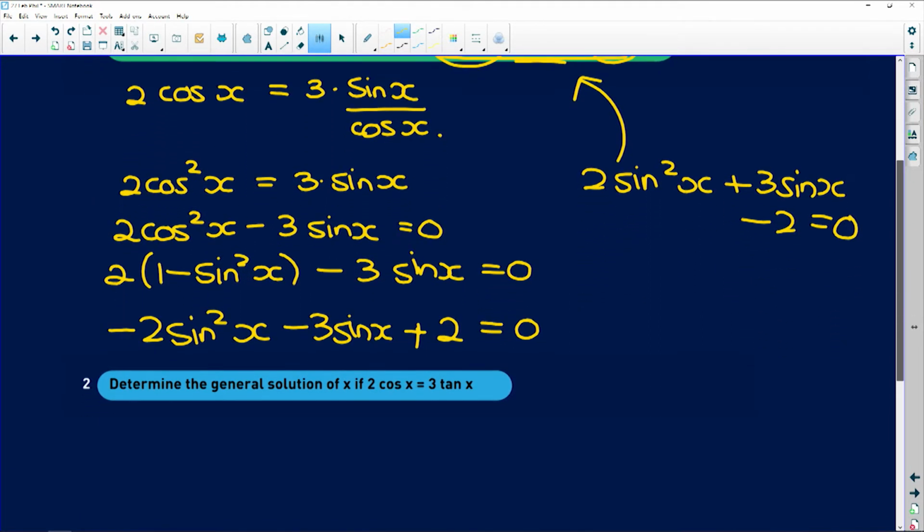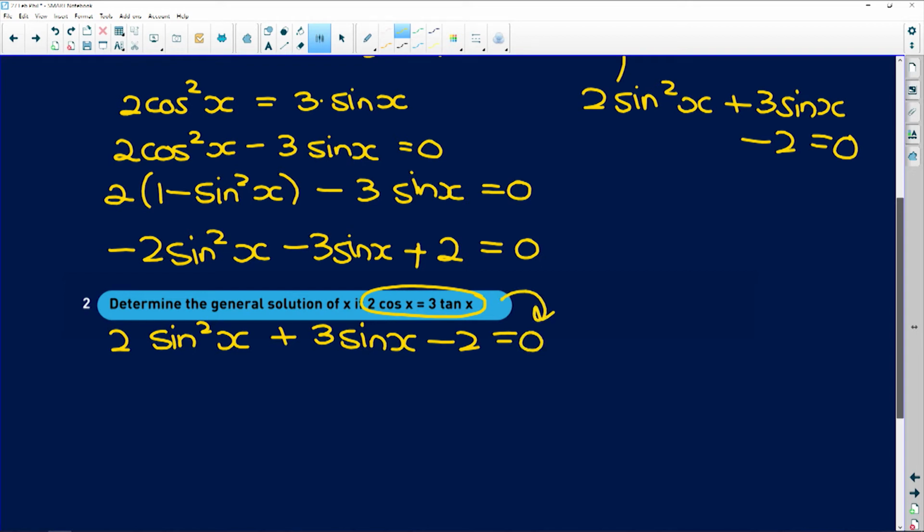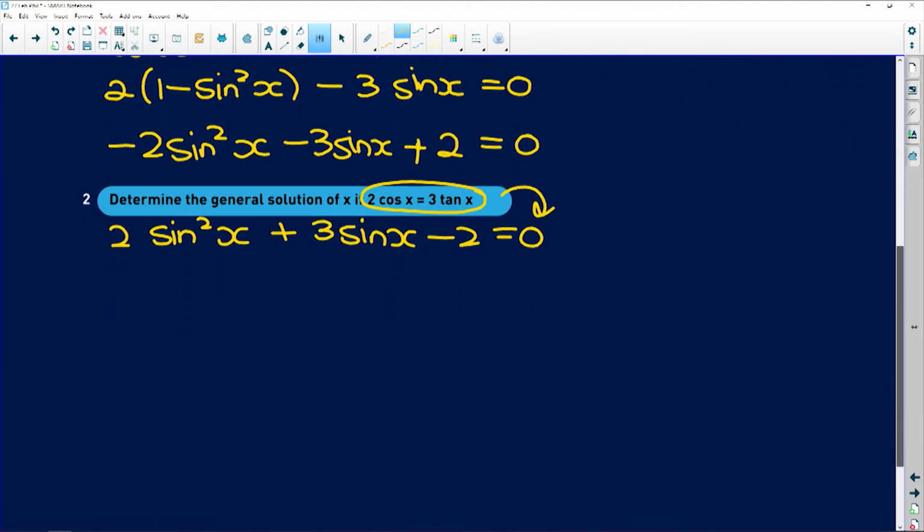So question 2 says, determine the general solution of x if 2 cos of x is equal to 3 tan of x. So we've just manipulated this to be written as 2 sine squared of x plus 3 sine of x minus 2 equals 0. These are one and the same thing. So, as with any quadratic trinomial, if you're trying to solve it, you factorize. So we know we're going to have 2 sine of x in one bracket and sine of x in the other bracket. Because remember, we're trying to get the factors that will multiply to that 2 sine squared of x.